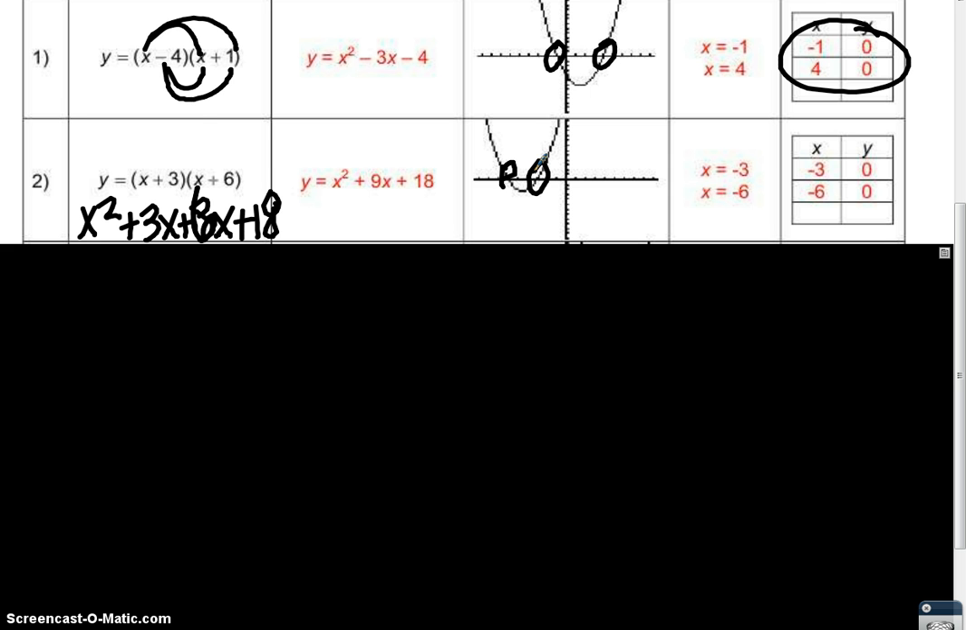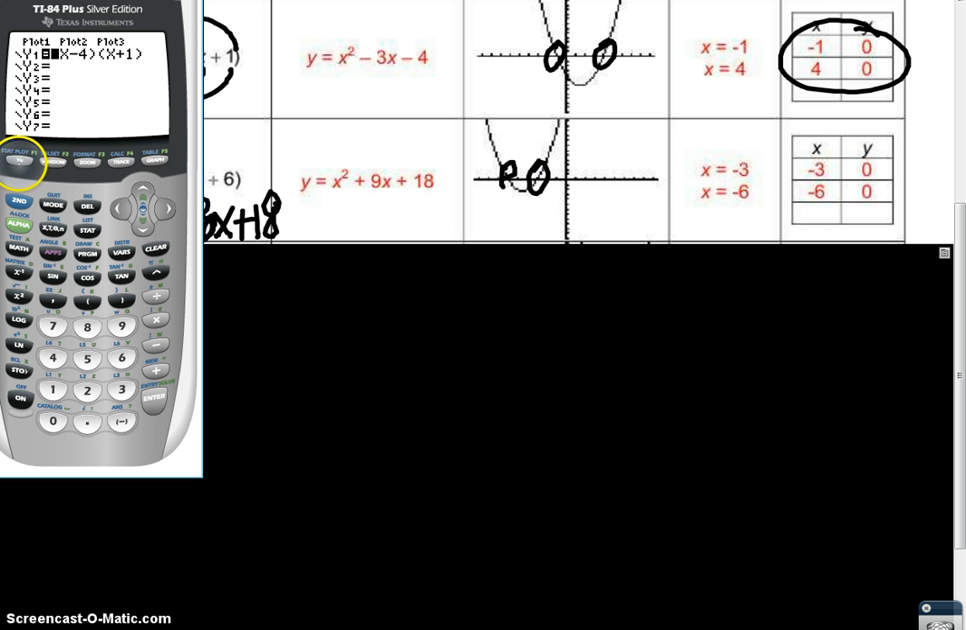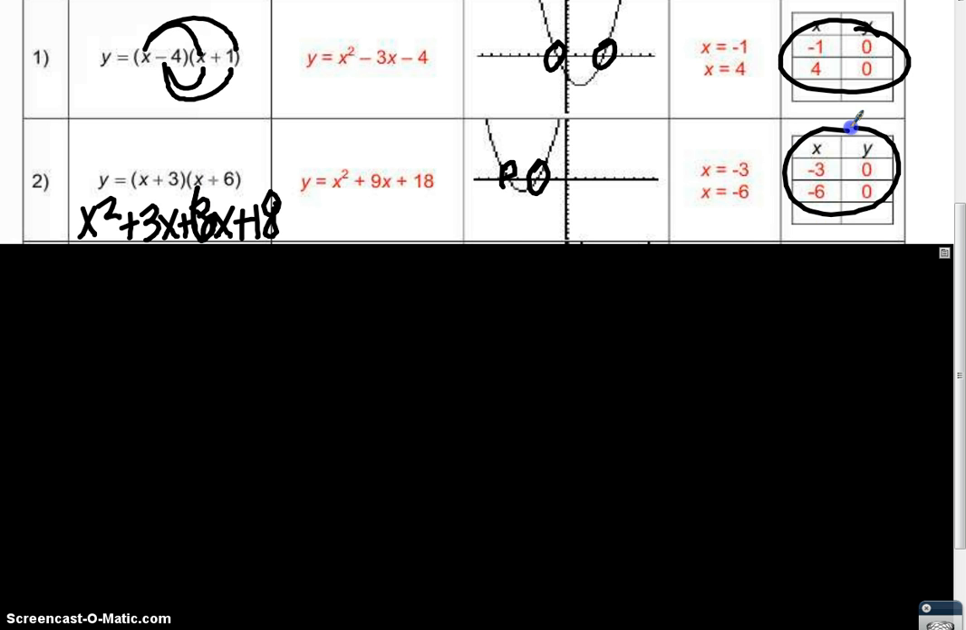And the way I could check is going to my table. So when I go to y equals, I can plug in either the factored equation or the expanded equation. So let's do the expanded one this time. I have x squared plus 9x plus 18. When I go to my table, I'm looking for where y is going to be 0. So if y'all notice, at negative 3 I have a 0 and at negative 6. So again, those are going to be my two solutions to this equation. So using that same information, I want you guys to work problems 3 and 4 and 5. So y'all are going to work 3, 4, and 5.